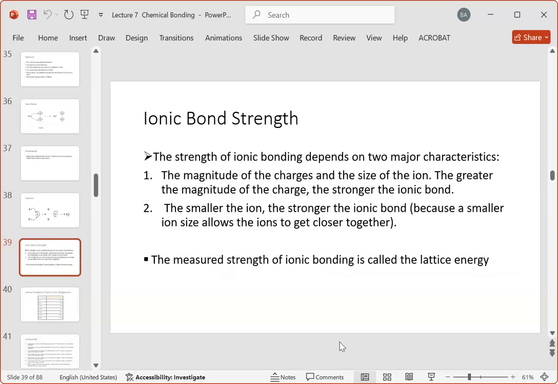All right. And then we have ionic strength. The strength of ionic bonding depends on two major characteristics: the magnitude of the charges and the size of the ion.